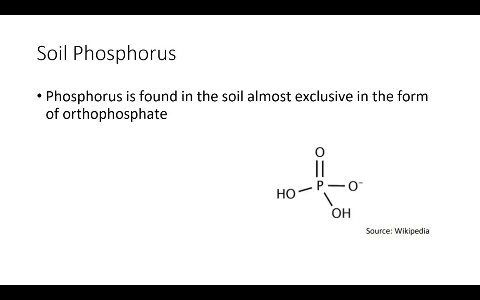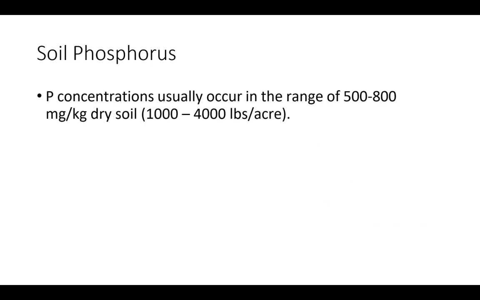One of the oxygens is double bonded. 2 of the oxygens have hydrogens with them, and you can have 1 oxygen that has a negative charge. Therefore, this is functioning as an anion. Phosphorus concentrations usually occur in the range of 500 to 800 milligrams per kilogram dry soil, which is the equivalent of about 1,000 to 4,000 pounds per acre.